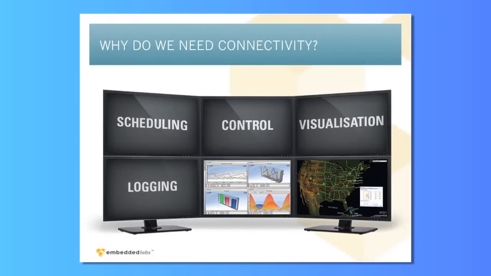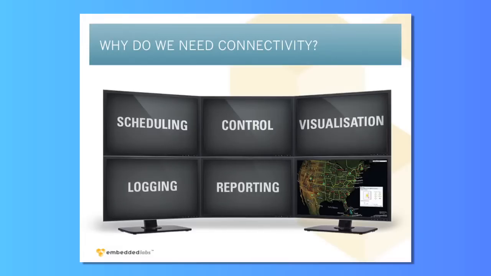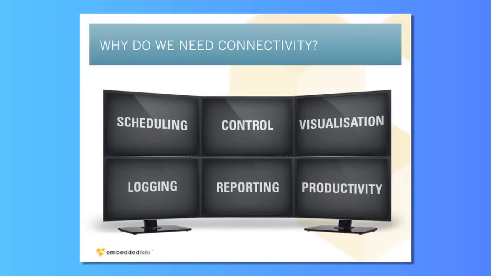We need to log and archive data in order to comply with regulatory requirements and to analyze historical behavior. We need to generate reports so that we can keep line management updated on what's happening in the plant. And via logging and reporting, we need to analyze performance so we can maximize our productivity using metrics such as OEE. So that's why we need connectivity. And we'll have a quick look now at some examples of how we provide connectivity in a plant today.